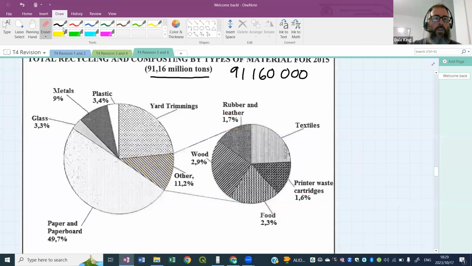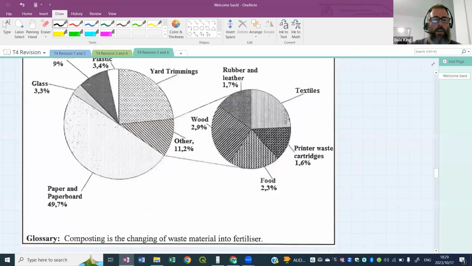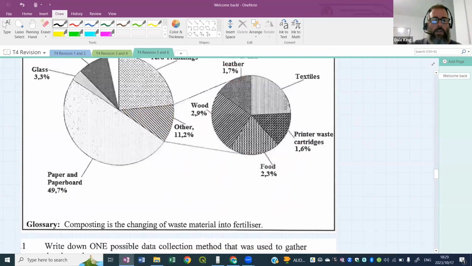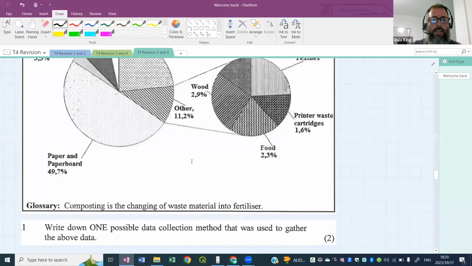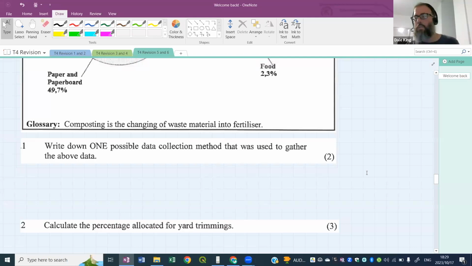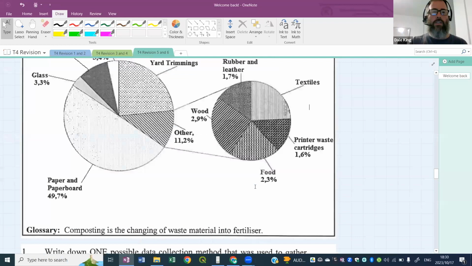Okay, so let's have a look at the questions now. Glossary: composting is the changing of waste. All right, we know that. Question 1: write down one possible data collection method that was used to gather the above data. Now this goes back to the data cycle, right? You've got to pose a question or come up with a problem. Then you've got to find a way to collect data about that. I'm not going to tell you how you collect data. What data collection method could have been used to get this data?